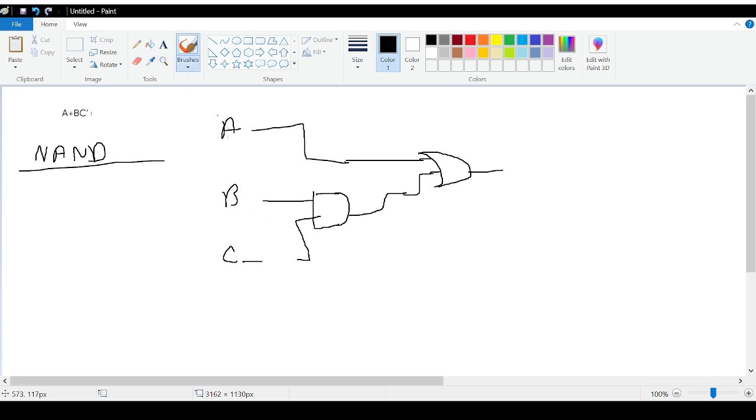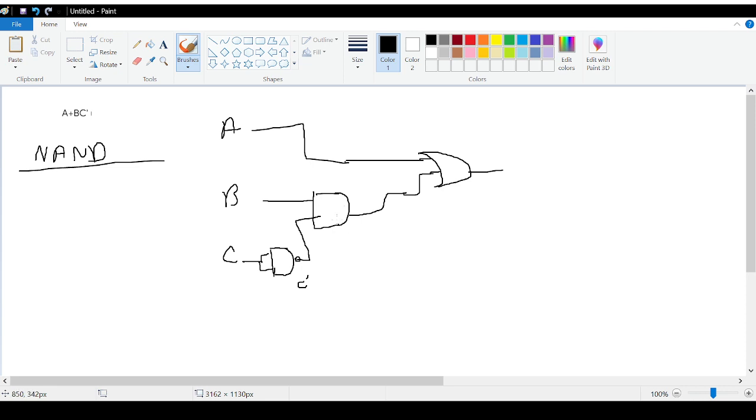Simply short both the inputs, right? So I'll short both the inputs, and now this becomes a NOT gate. So this becomes C bar. Then I'll see if there are any other NOT gates, and I will replace those. After NOT, I will replace all the AND gates with NAND.